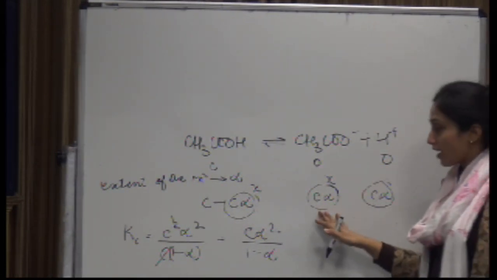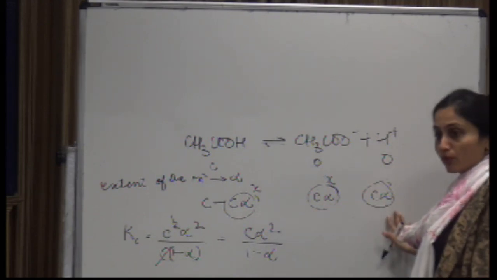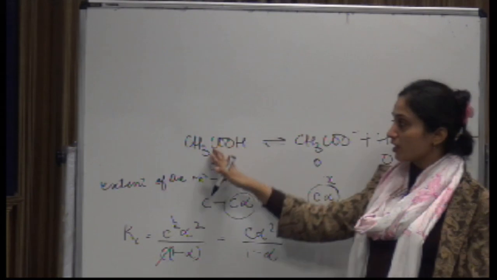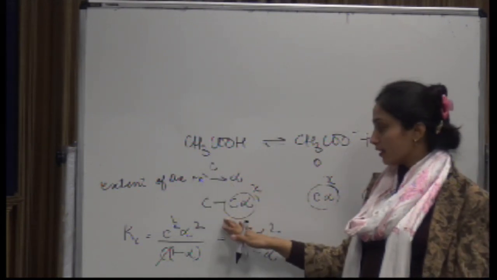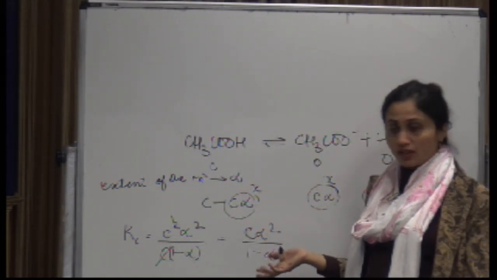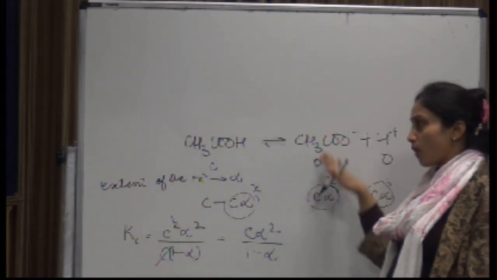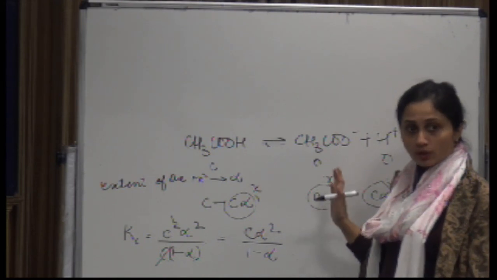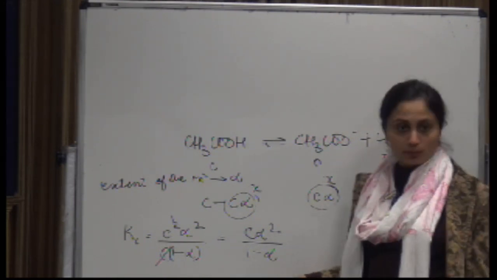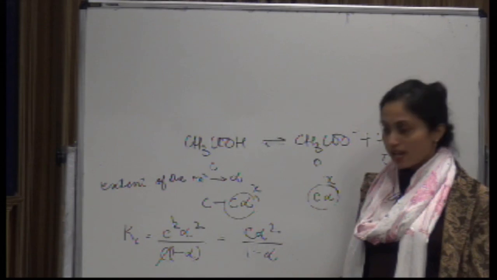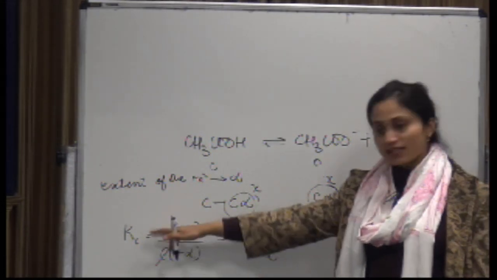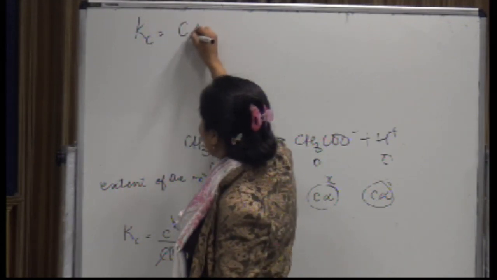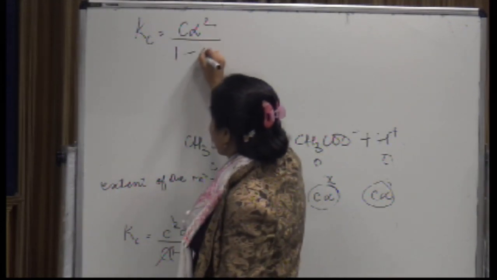So if I have C alpha moles and C alpha moles of products getting formed, I know it's directly related to my acetic acid, as C minus C alpha will be there, because 1 mole of acetic acid gives me 1 mole of acetate ions and 1 mole of H plus. So in this case we have Kc equal to C alpha square upon 1 minus alpha. This is what we got because that C term got cancelled off. So I'm just writing this Kc term again, that will be C alpha square upon 1 minus alpha.